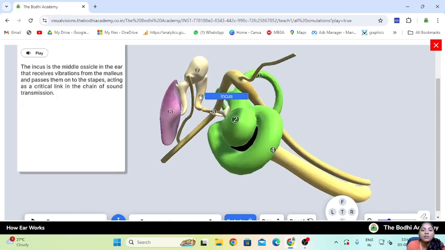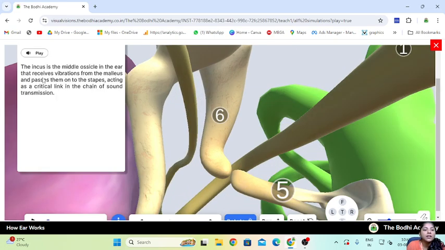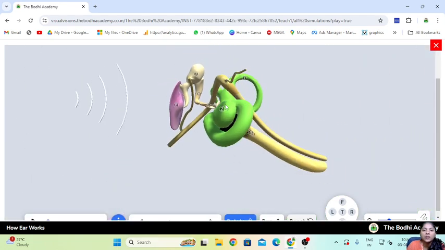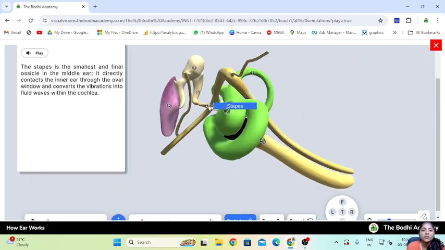So the middle one is the incus. The incus is the middle ossicle in the ear that receives the vibrations from the malleus and passes them to the stapes, acting as a critical link in the chain of sound transmission. So basically the function of these three bones in the middle ear is to transmit the sound waves.